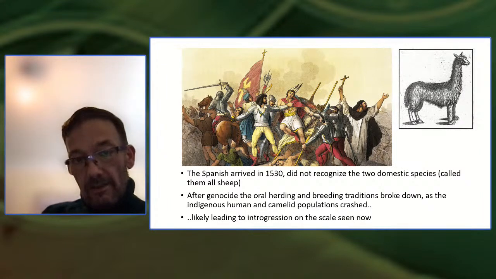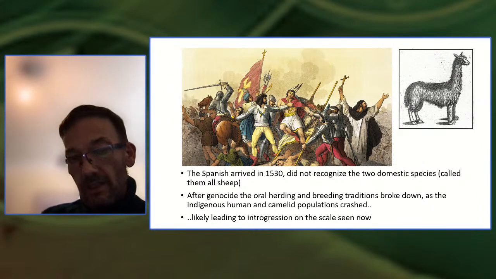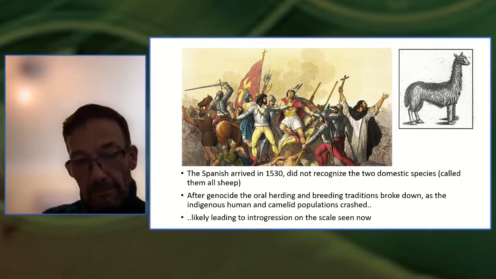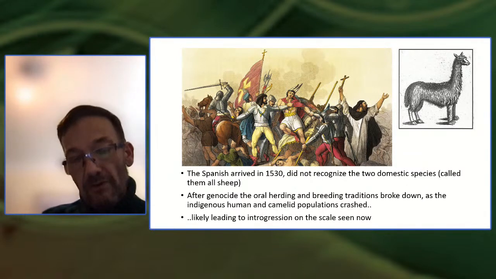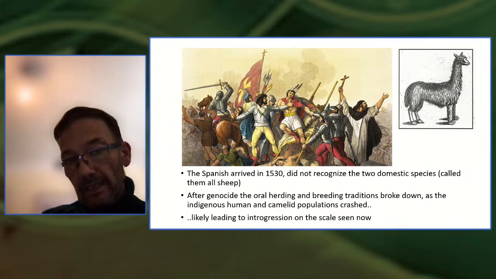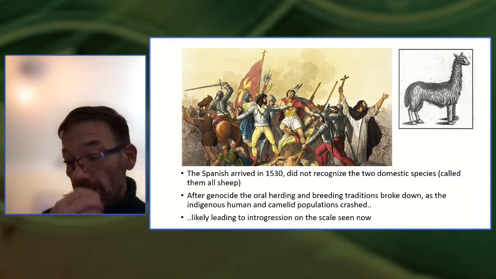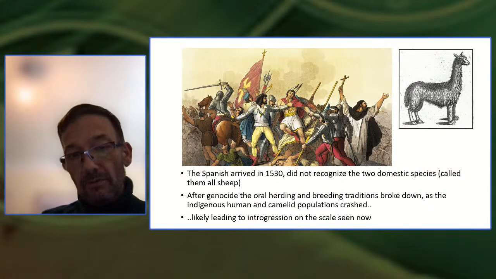This is partly because there was essentially a genocide, either because of the war or because of disease, and most of the herders from the Inca Empire and the other empires were lost. But also because the Spanish, when you read their records, did not recognize the existence of two different domesticated forms of South American camelid. They called them both sheep. And there are no written records kept by the local population as to how they carried out the breeding. So with the large scale deaths that happened in the rural communities in the 100 years after the Spanish conquest, probably all of the original breeding practices broke down.